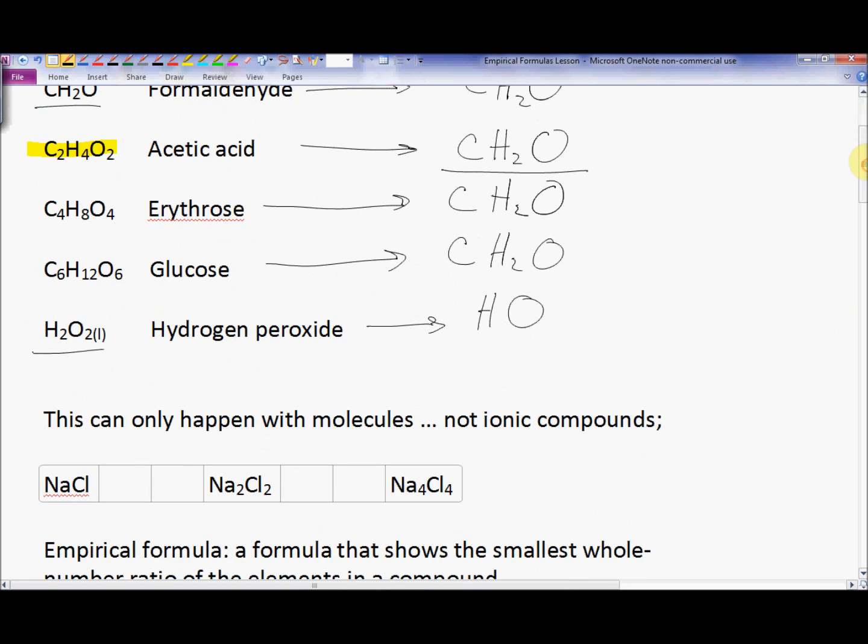Okay, so this can only happen with molecules. We don't do this for ionic compounds. For example, if you've got sodium chloride, if you actually looked at the matrix of sodium and chloride bonded to each other, you'd be able to pick out 2 sodiums and chlorines which happen to be bonded to each other, but we don't write the formula out as Na2Cl2. We'll keep it as NaCl. We wouldn't write it out as Na4Cl4. With ionic compounds, we always keep it in its lowest number of atoms in the formula.